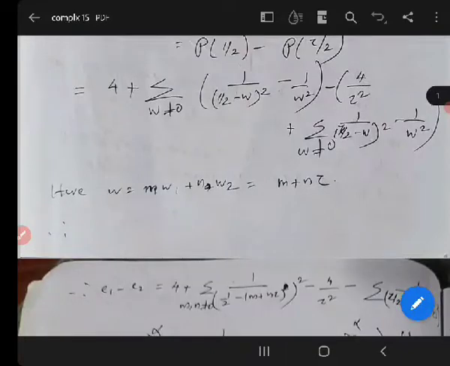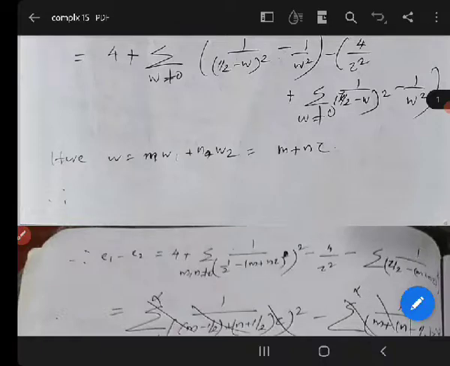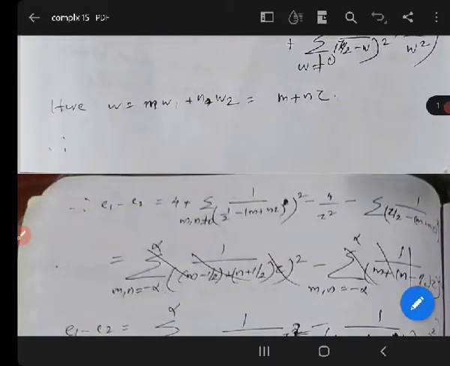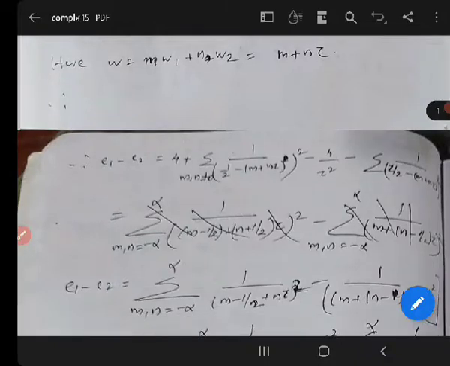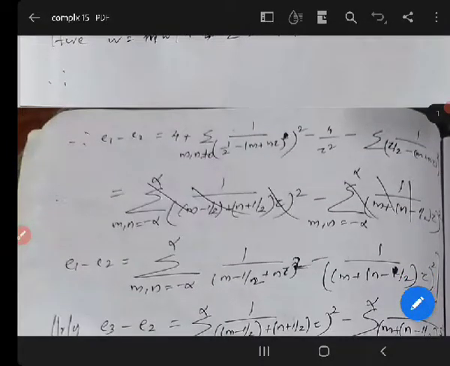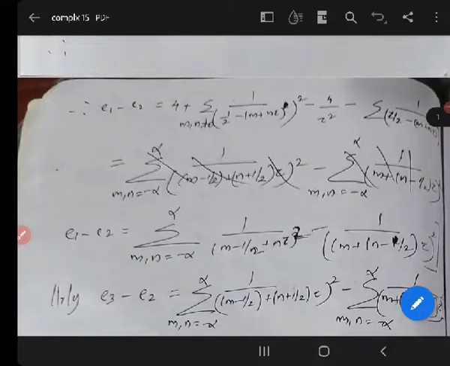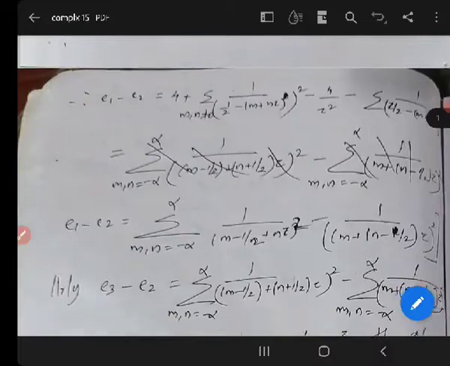Now omega is the linear combination of omega 1 and omega 2, and omega 1 is 1 and omega 2 is tau, so omega will become m plus n tau, right? So in this case we replace omega by m plus n tau, so you will get e1 minus e2 as 4 plus, where omega not equal to 0 means m plus n tau not equal to 0, that is m is not equal to 0, n is not equal to 0. So e1 minus e2 will become the summation over m, n not equal to 0 of 1 by (m minus 1 by 2 plus n tau) whole square minus 1 by (m plus n tau) whole square.